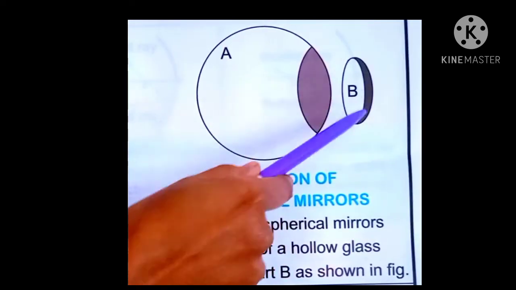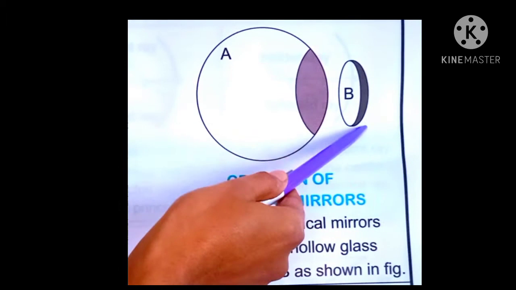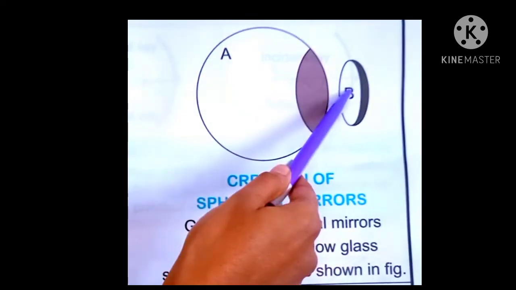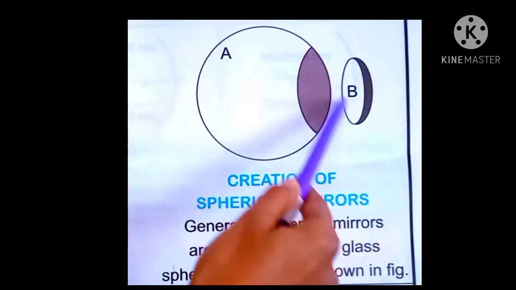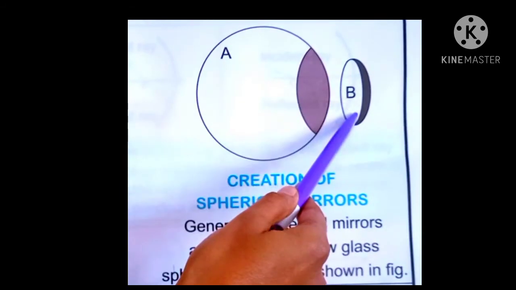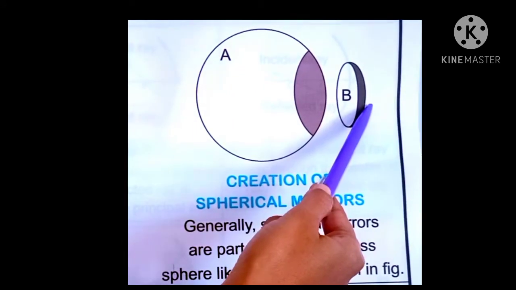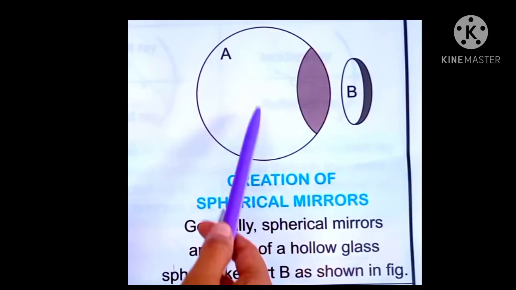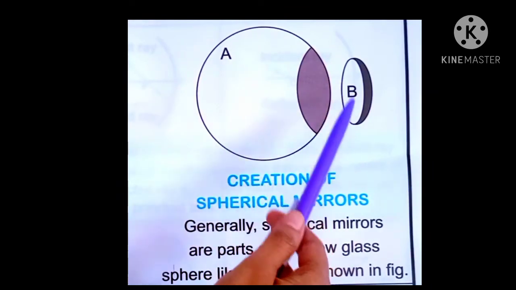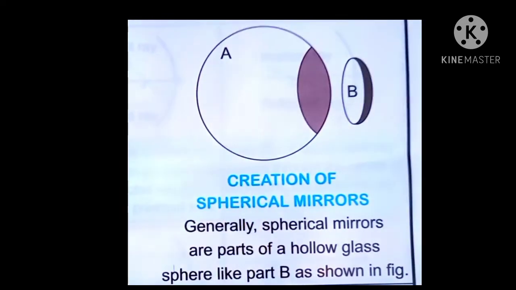If we polish it from the outer side, then the inner part is reflecting, and it becomes a concave mirror. If we polish the inner part, and the black outer part is reflecting, then it becomes a convex mirror. So in this way we prepare concave and convex mirrors with the help of a hollow glass sphere.